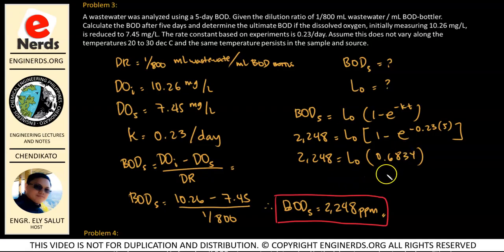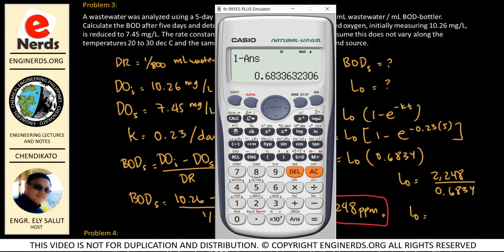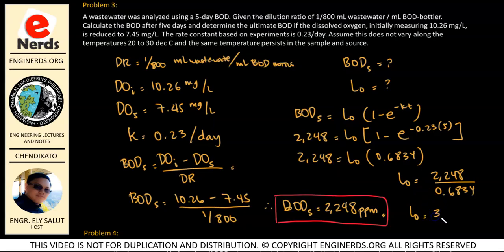So, therefore, our LO is equal to 2,248 divided by 0.6834. So, our LO is equal to 2,248 divided by our previous answer. So, we have 3,289.61 ppm. So, yan ang ating answer. That will be our ultimate BOD.